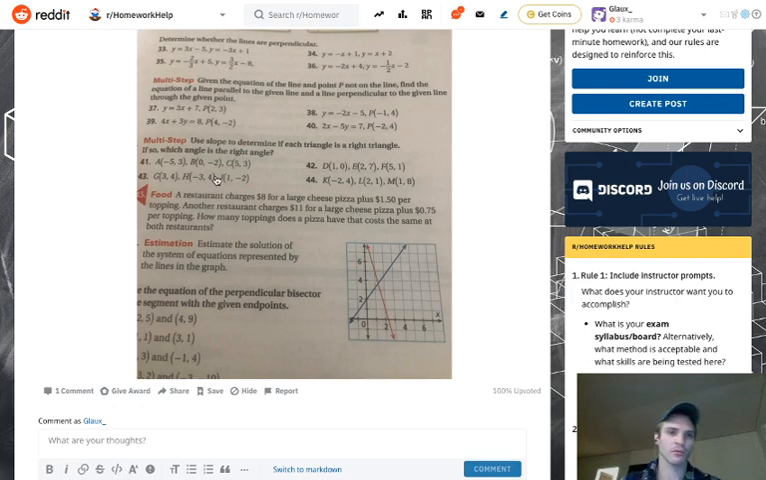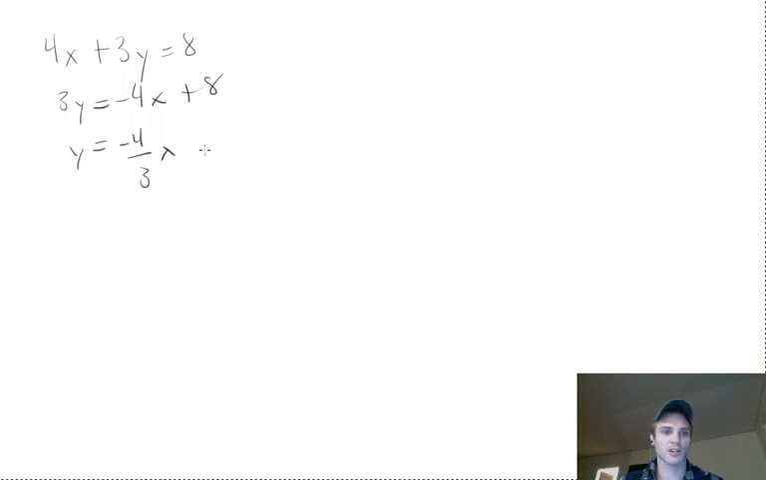Okay, so this one we got to solve a little bit for it. So 4x plus 3y equals 8. And we need to get this into our y equals mx plus b format by solving for y. So we're going to minus 4x from both sides, transpose that 4x over there, and we'll get 3y equals negative 4x plus 8. Divide through by 3, we get y equals negative 4/3 x plus 8/3. Okay?